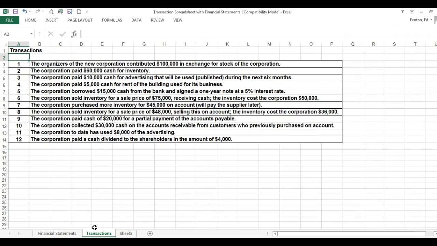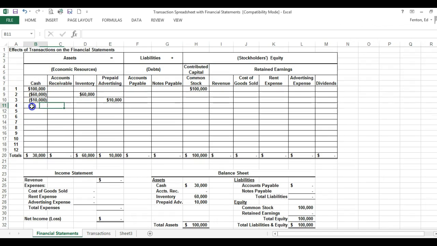Transaction 4, the corporation paid $5,000 cash for rent of the building used for its business. This is an example of an expense. Cash is going out the door. Then we record the reason this cash went out the door. So this expense will be recorded as a negative $5,000. That's the way I have this spreadsheet set up.